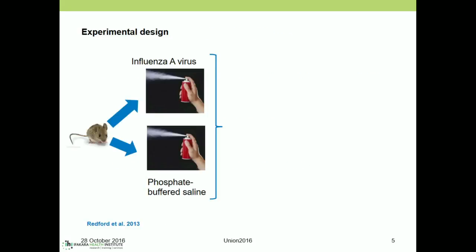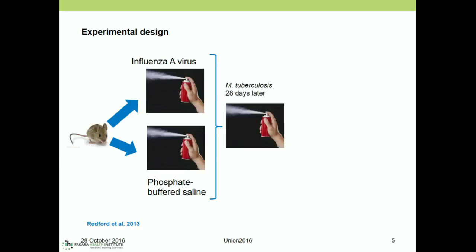So I'd like to also present the experimental design that looks at what happens if you expose mice to influenza virus. For pragmatic sake, I use this enormous spray can to explain this. There are two groups. The first group of mice were exposed to influenza virus, and the other one was only given phosphate buffered saline. And 28 days later, all these mice were given M. tuberculosis spray.